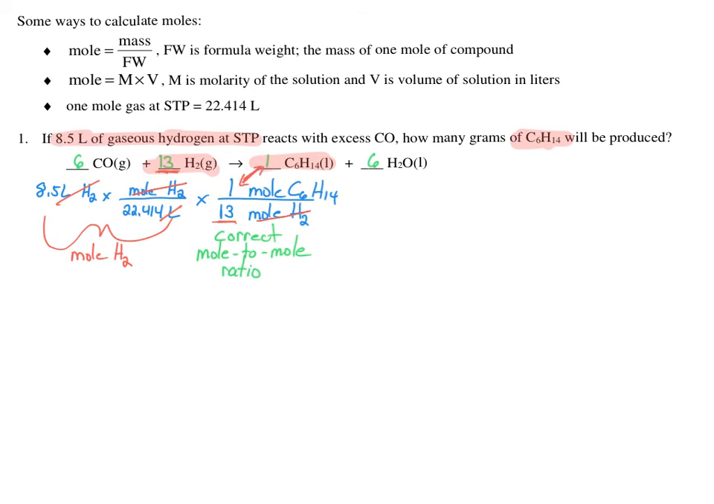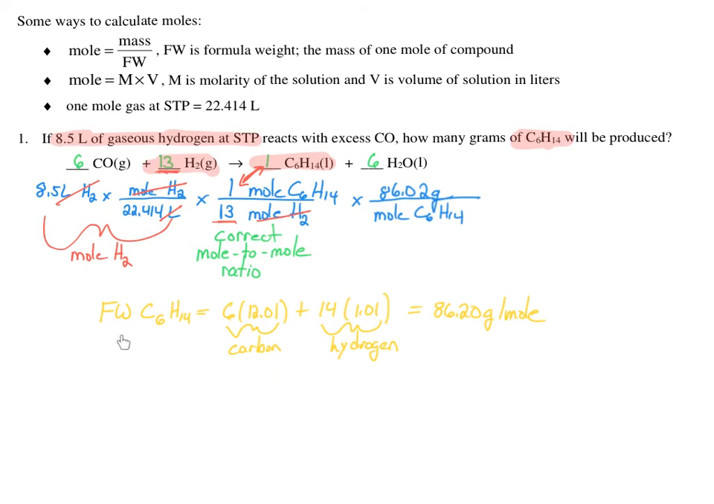This mole-to-mole ratio tells us that we need to divide by 13. At this point in our calculation, we know the correct amount of hexane, how many moles of hexane. However, in the statement of the problem, we want our answer given in grams. So we're going to have to determine the formula weight of hexane and set up our last conversion factor.